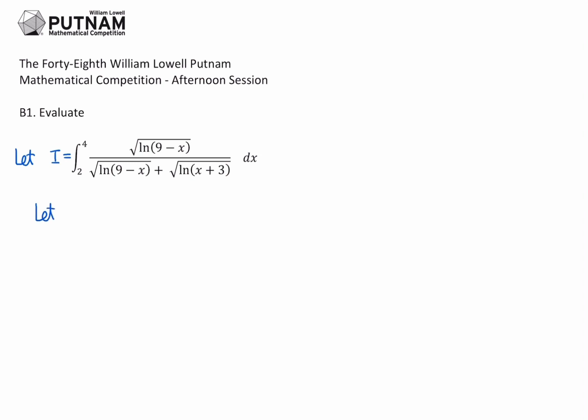Now comes the magic. The key is to use a relatively innocent u substitution, u equals 6 minus x. Let's take care of the lower and upper limits first. When x equals 2, u equals 4. When x equals 4, u equals 2. Also, since x equals 6 minus u, dx equals minus du.